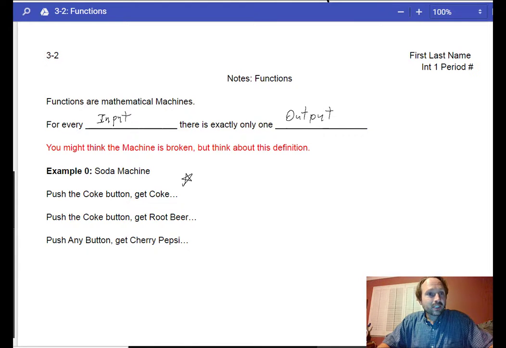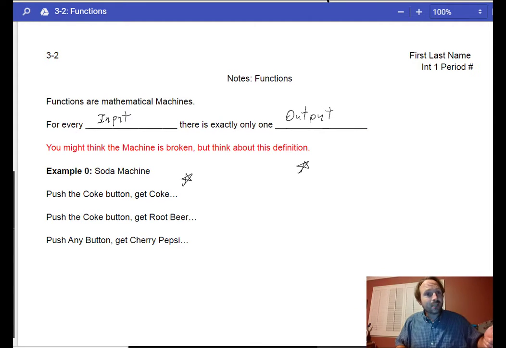Now sometimes you'll have a machine that you might think is broken. You push a button, you get a Pepsi. You push the root beer button, you get the Pepsi again. You push the Pepsi, you get the Pepsi. You push the Dasani water, you still got the Pepsi. In this case, there are multiple inputs that will give you the same output. Now, just because you don't like the output doesn't mean that it's not a working machine. The only time this would be broken is in the following scenario.